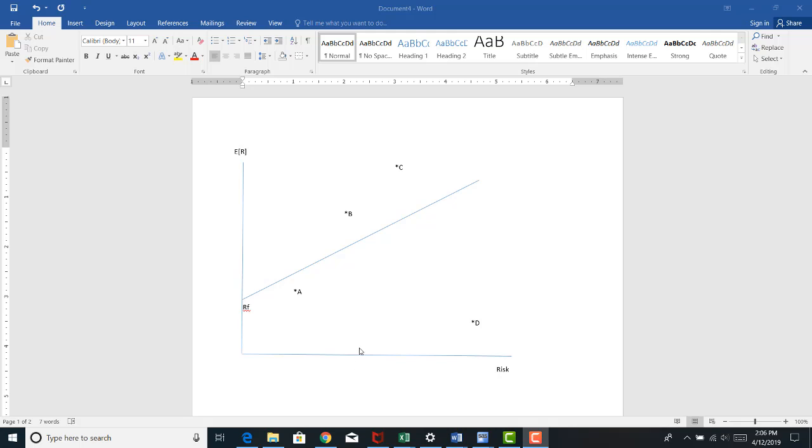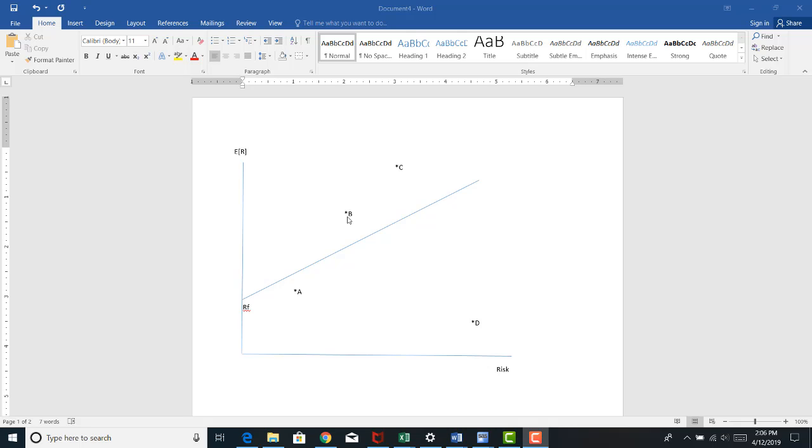So for instance, at this level of risk where B is at, the market only pays this much, whereas stock B pays this much. At this level of risk where asset A is, the market pays this much, and A only pays this much. So with that intuition, which stock would you prefer, A or B? Hopefully you see that anytime an asset is above this security market line, you're going to want that asset over any asset that's below the security market line. That is, you're able to outperform the market on a risk-adjusted basis.